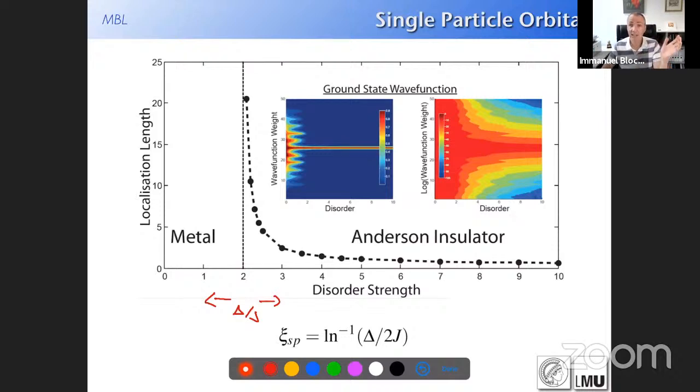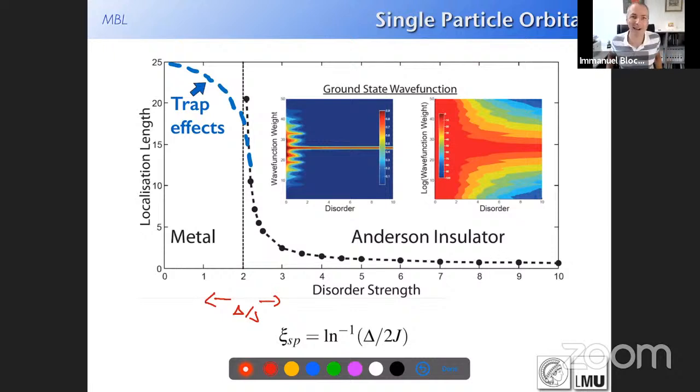Now, we're looking at finite systems, right? So what happens for finite systems? Well, for finite systems, you're always going to have a cutoff. For example, in our harmonic traps, we often don't have box potentials, even though, as I'll show you at the end of the talk, we can also make nice homogeneous box potentials. Typically, we always have a harmonic trap.